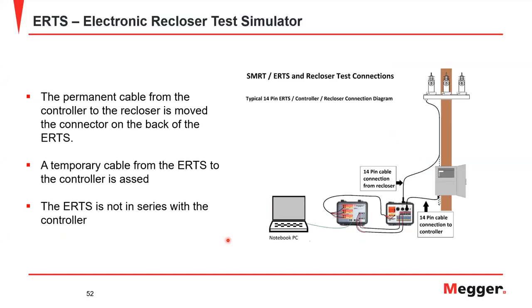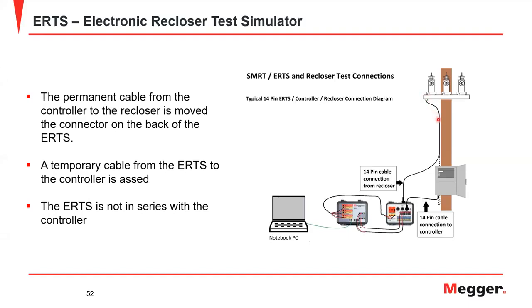Okay, so how does this work? You have the cable coming down the pole that would typically connect to the recloser controller. You take it loose from the controller and you plug it onto the back side of the instrument, and then you take a shorter temporary cable and connect it from the top of the instrument to the controller. So this connection device is now in series with the controller to the recloser.